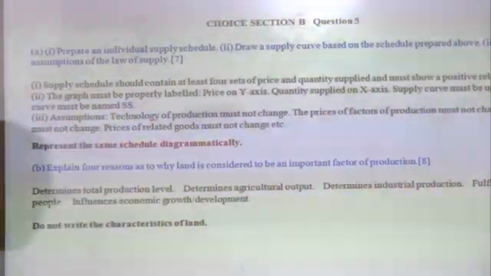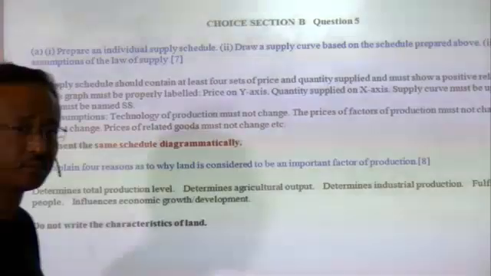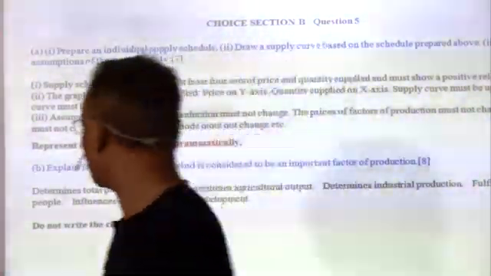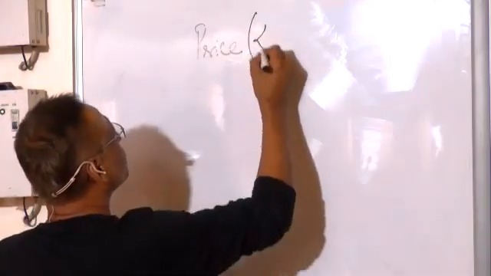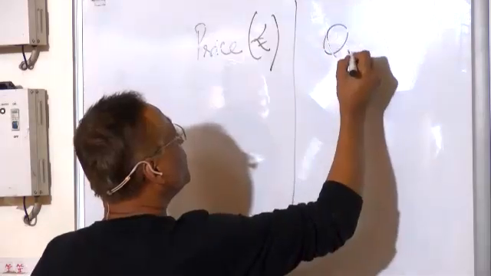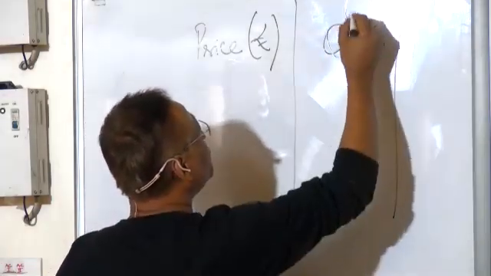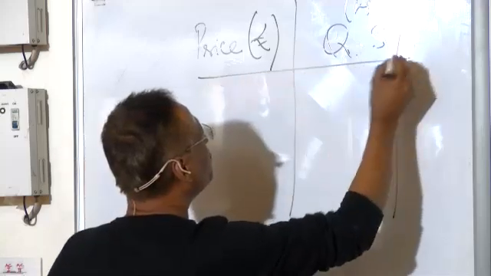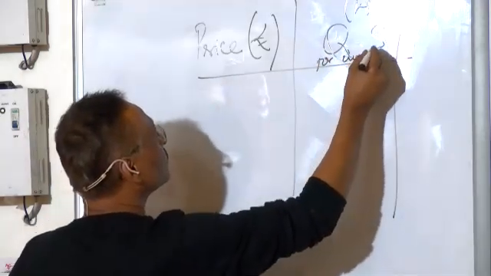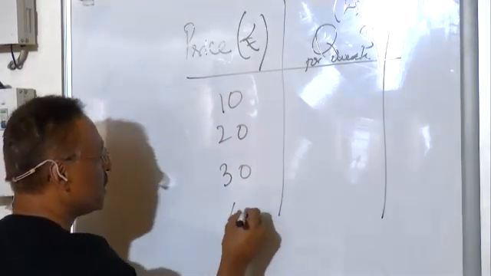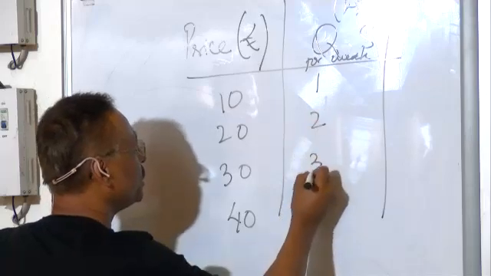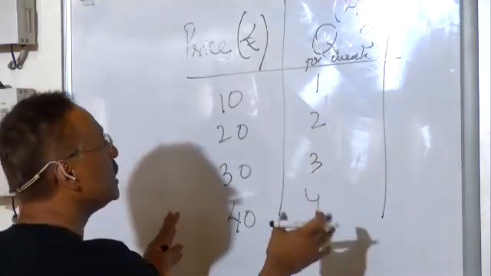Okay? So I'll give you a case of how it is done. Here, you will see, I'll show it here. Let's say price in rupees, and you have quantity supplied in kgs per week. Okay, so you have just 10 rupees, 20 rupees, 30 rupees and 40 rupees. And you have say 1 kg, 2 kg, 3 kg, 4 kg. This is the individual supply schedule.